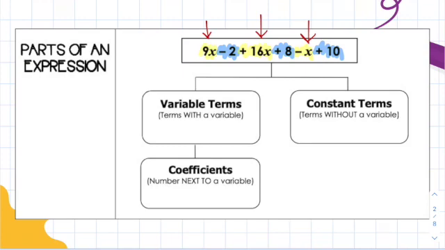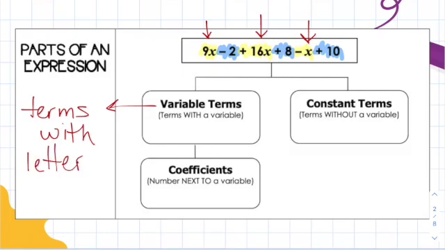The terms that contain the letters are called the variable terms, all right? So 9x, plus 16x, minus x are the variable terms. Variable means letter in math. So maybe you guys should write this down on your notes. Variable terms are the terms with letters. So the terms with letters in this algebraic expression are going to be 9x, 16x, and negative x. All right, the terms that I highlighted in yellow are the ones that contain letters. Therefore, they are my variable terms.